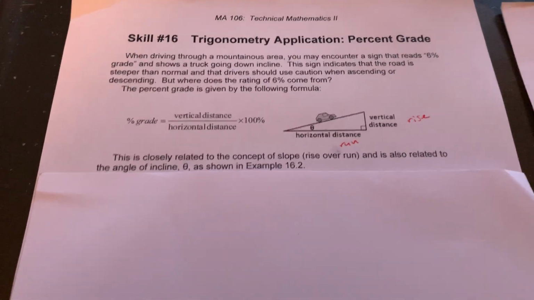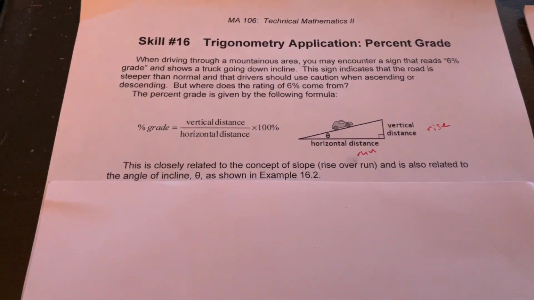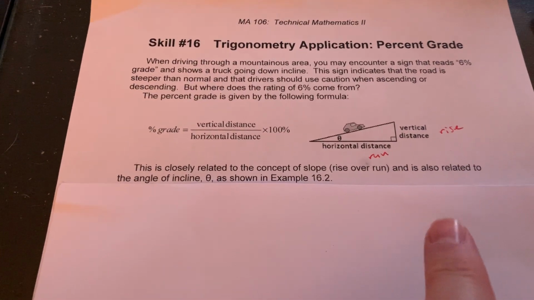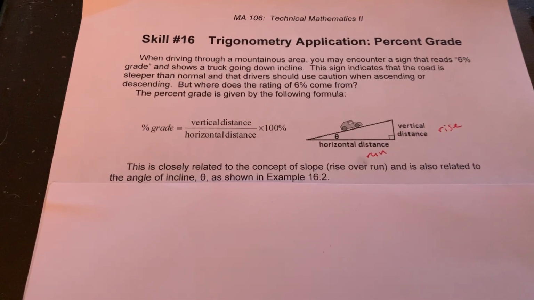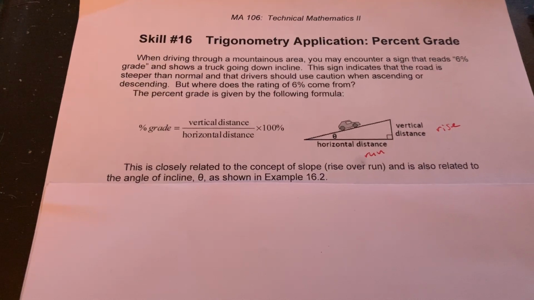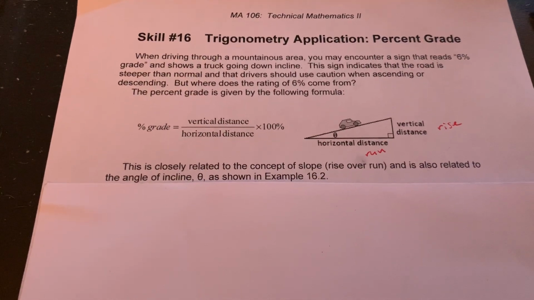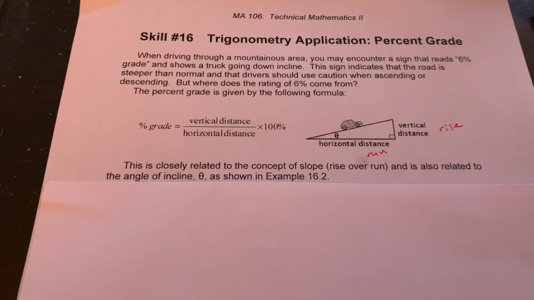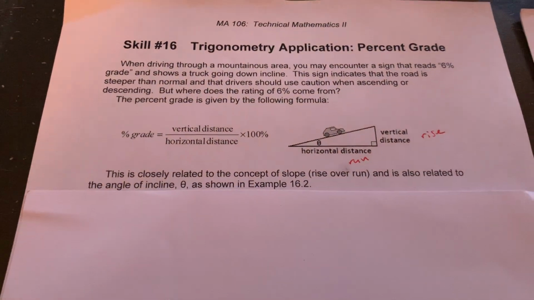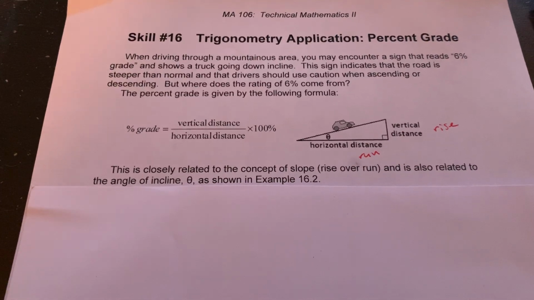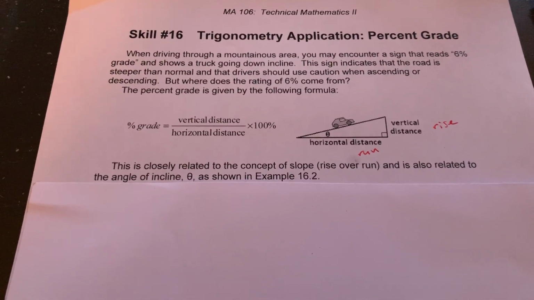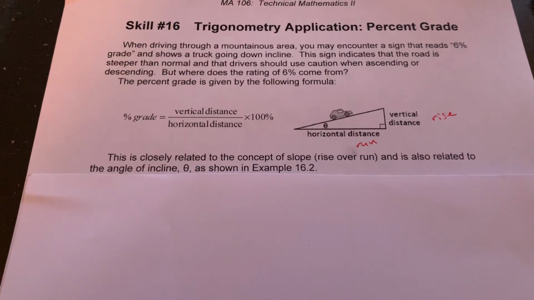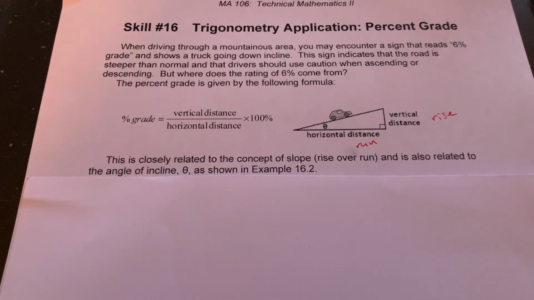The way this is measured, so percent grade, you can see the formula here and a little visual that goes with it. It's a comparison. You're setting the vertical distance over the horizontal distance. If you've ever done slope in an algebra class, you can think of this as rise over run. It's the exact same kind of formula, right? It's this vertical change over the horizontal change. So it's that just converted into a percentage, right? So it's rise over run times 100%.